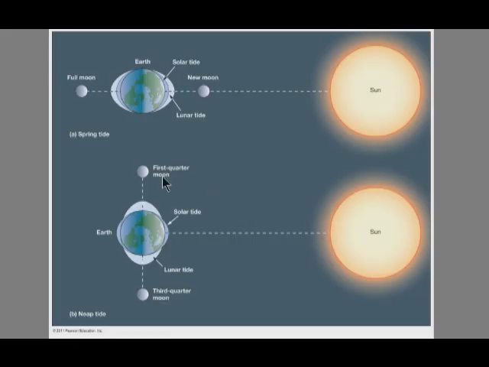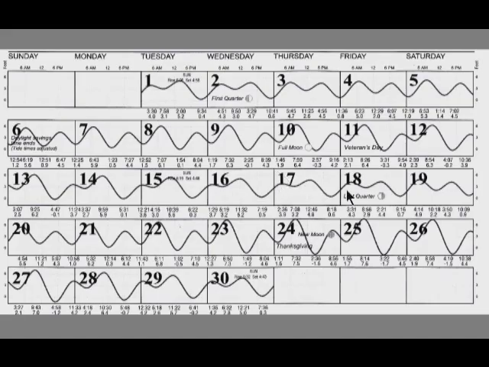But 7 days after the new moon, the moon moves to this position, what we call the first quarter. And 7 days after the full moon, the moon moves to this position, what we call the third quarter. And in either of these positions, the bulges of water made by the moon are out of line with the ones made by the sun. And that results in less of a tidal range. There's less of a change between the high tide and the low tide during what's called the first quarter, or what's called the third quarter, sometimes the last quarter.